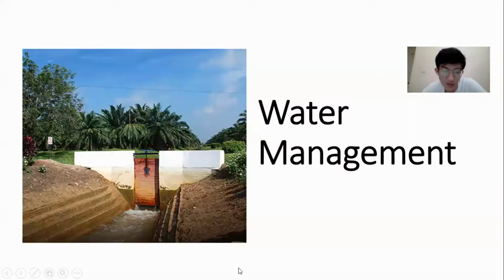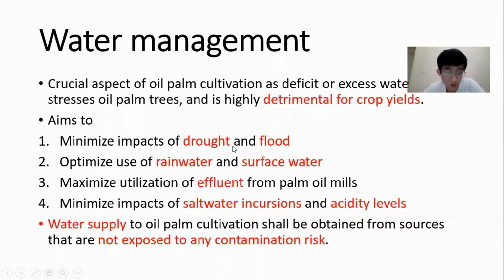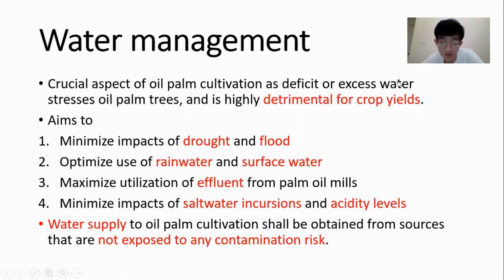Hello everyone, I'll be presenting about water management, one of the agronomic practices in oil palm. Water management is a crucial aspect of oil palm cultivation as deficit or excess water stresses oil palm trees and is highly detrimental for crop yields. Water management in oil palm fields aims to minimize impacts of drought and flood, optimize use of rainwater and surface water, maximize utilization of effluent from palm oil mills, and minimize impacts of saltwater incursions and acidity levels.